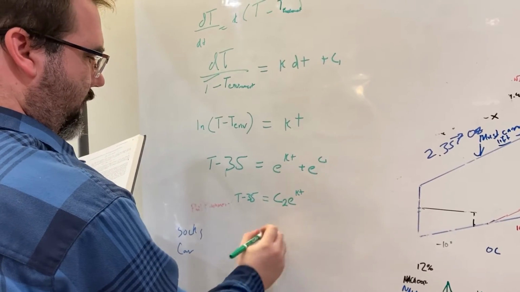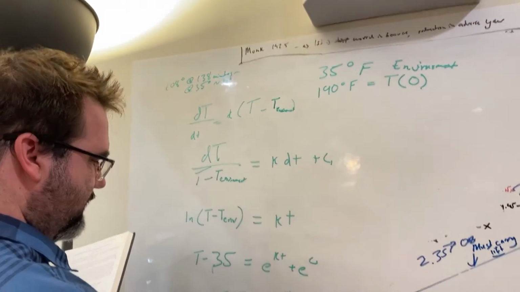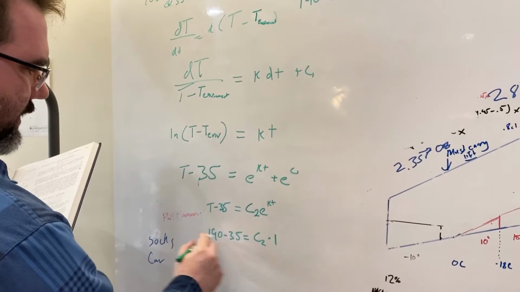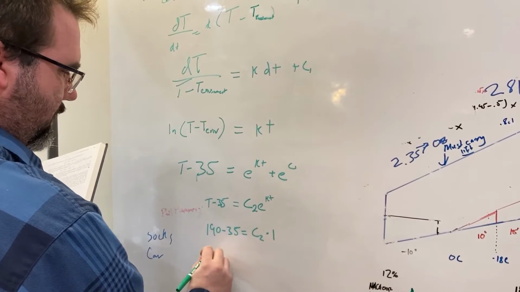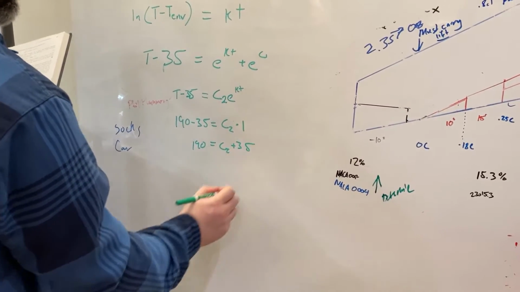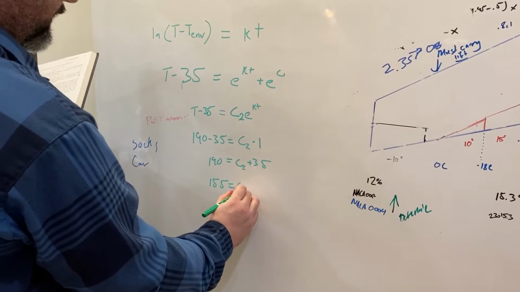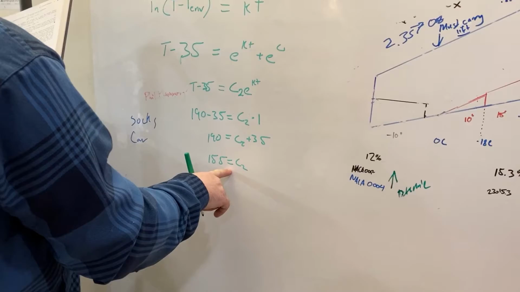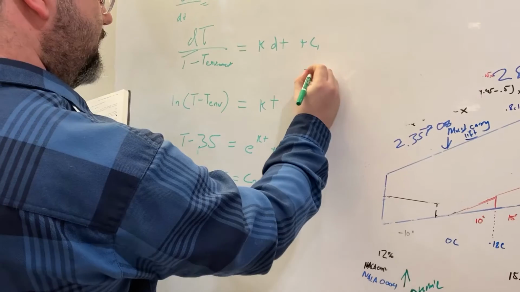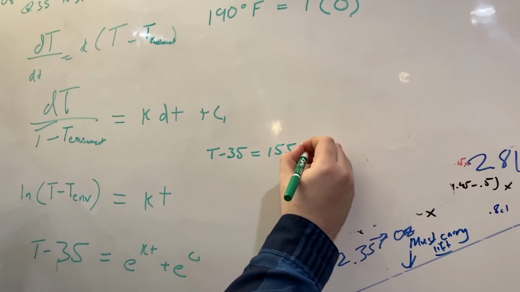This whole thing is 190 minus 35 equals C2 times 1. Now I can just add the 35 across. Actually, we didn't even have to do that. This is just 155 equals C2. So 155 equals C2, and now we can plug that back in up here. We get T minus 35 equals 155 e to the kt.